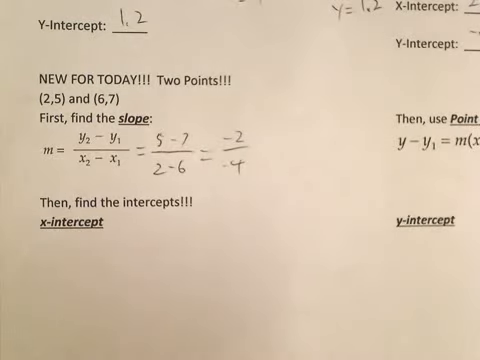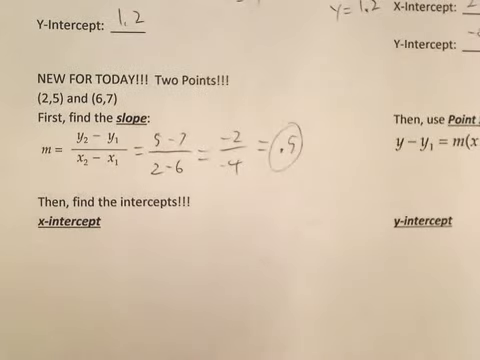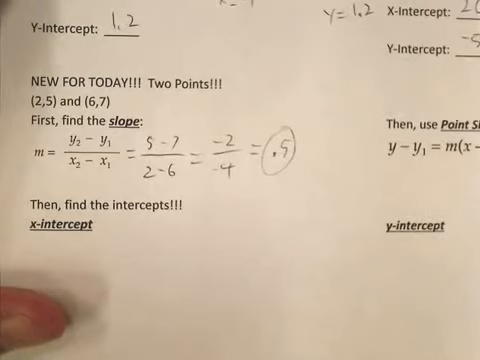So when I subtract those, I get negative 2 over negative 4. And if you just divide that, you get 0.5. Okay, you could reduce it to 1 over 2. One slope, 1 over 2. But you could just leave it as 0.5 as well. Okay, so the slope is 0.5.